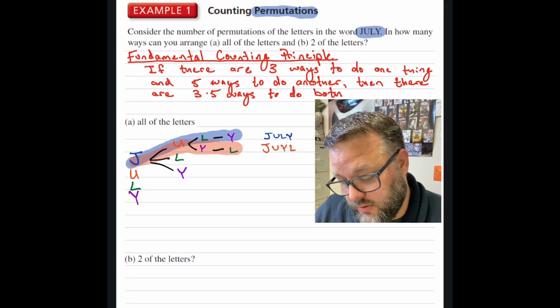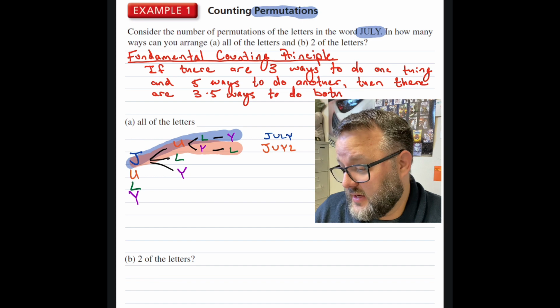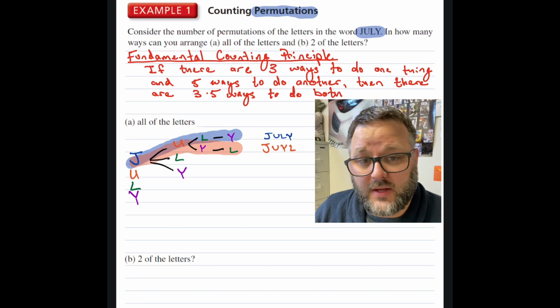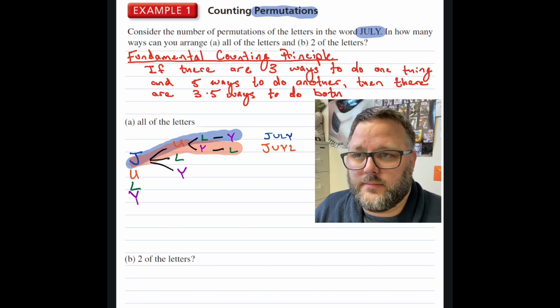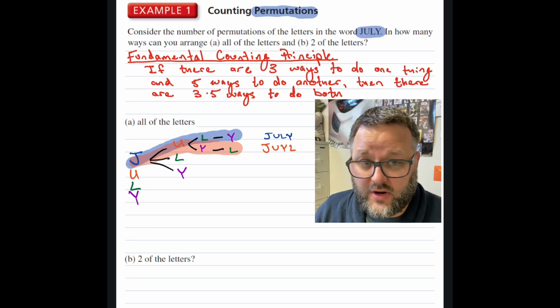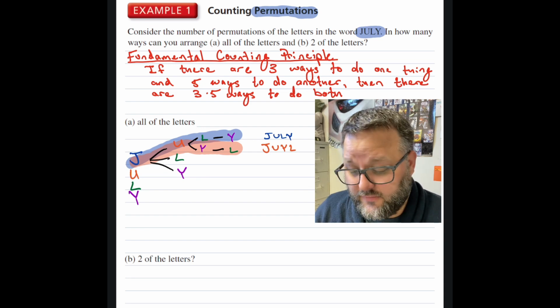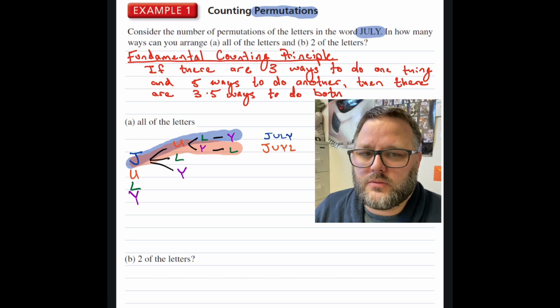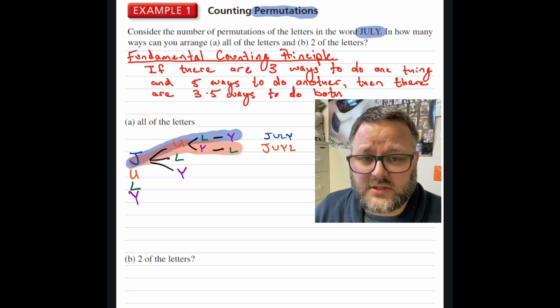We're talking about counting permutations. Permutations is the idea that the order of something matters. In this case, we want to know how many ways we can rearrange the letters from July. So the order matters in the word, sure, to say July. You can't spell it any other way.